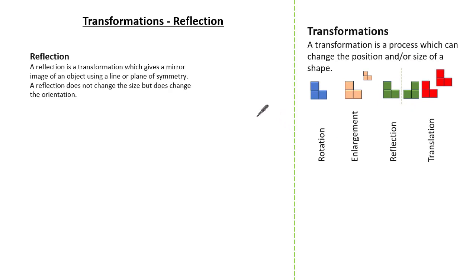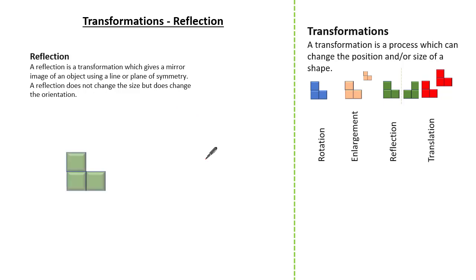Reflection is everywhere. You've probably seen dozens of reflections today already in mirrors, water, puddles, mobile phones, etc. So what is the definition of reflection? Well, a reflection is a transformation which gives a mirror image of an object using a line or plane of symmetry. A reflection does not change the size, but does change the orientation.